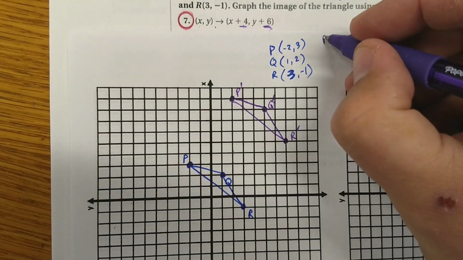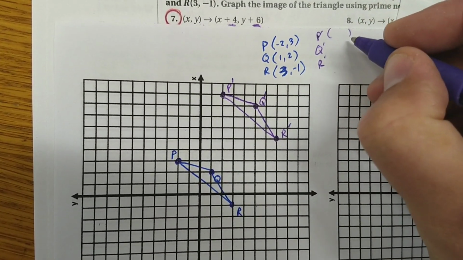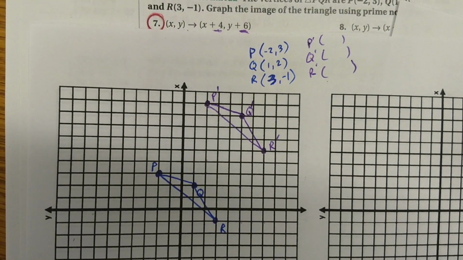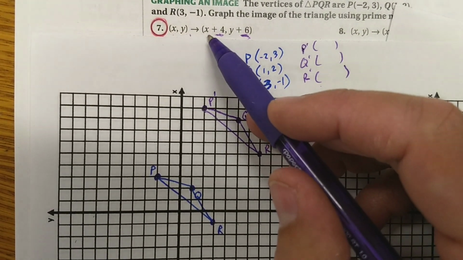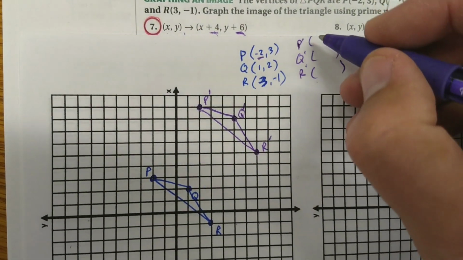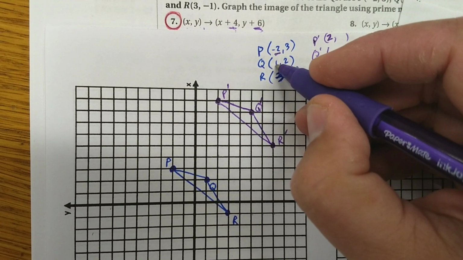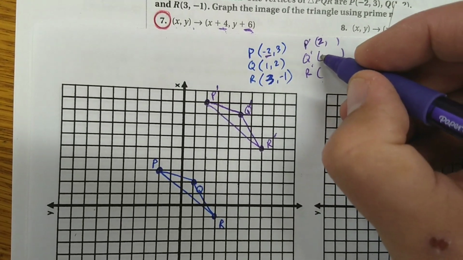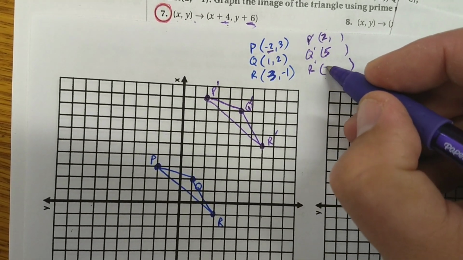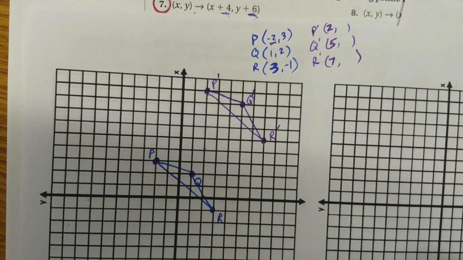Look at P prime, Q prime, R prime. We could have actually figured these out first and then drawn them as well. Since we know that every x value is going up by 4, I could have just said, well, let's take a look at -2, add 4 to it. -2 plus 4 is 2. 1 plus 4 is 5. 3 plus 4 is 7. That would give me the x values of my new coordinates.